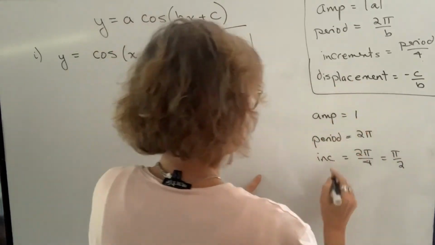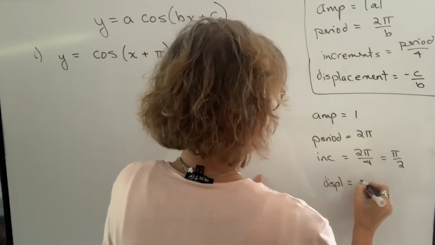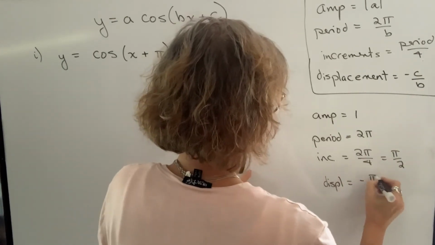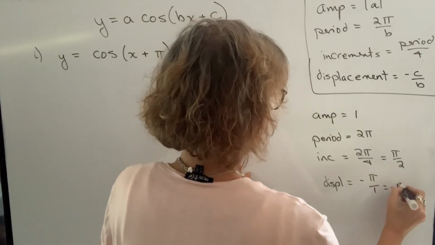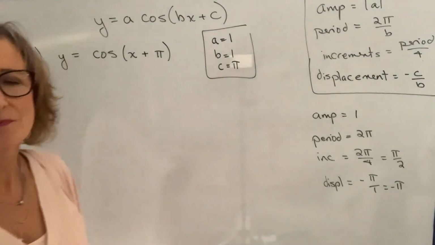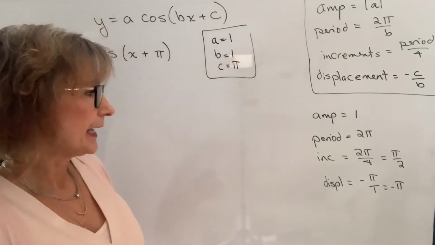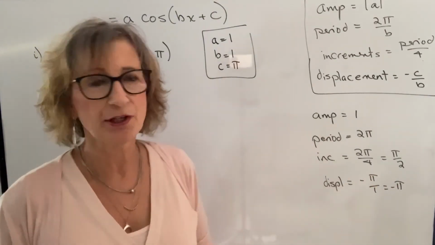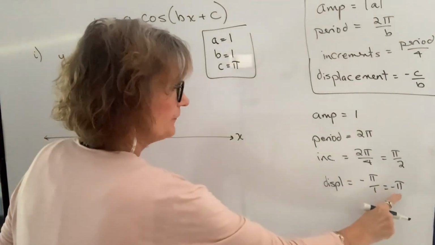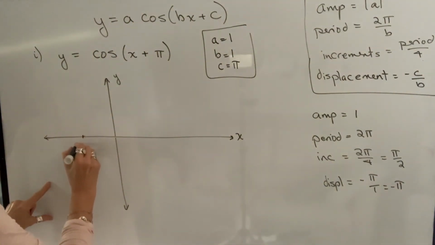And now to find the displacement, it's going to be negative C over B, which is 1, so just negative pi. So the displacement tells me where to start my cosine function, and then I will use the increments to get the subsequent values on my graph. If the displacement is negative pi, that's this value here.